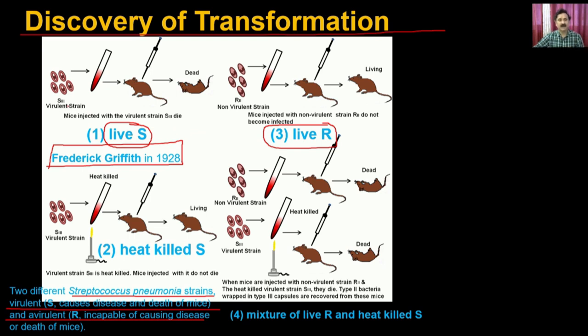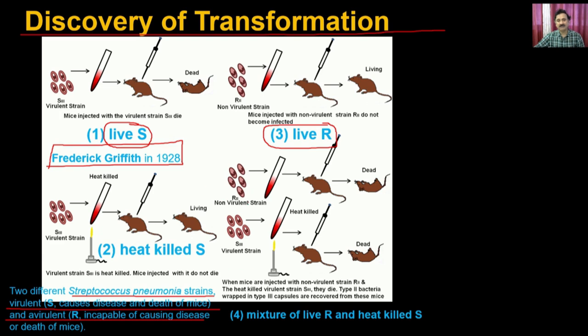So he took the virulent strain and injected it into mice, and the mice died, because they developed the disease. In the other case, he took the R strain, the avirulent strain, and injected it into mice, and the mice did not develop the disease. Then the third one is where he heat-killed the virulent S strain, and again it did not cause the disease in the mice, and the mice survived.